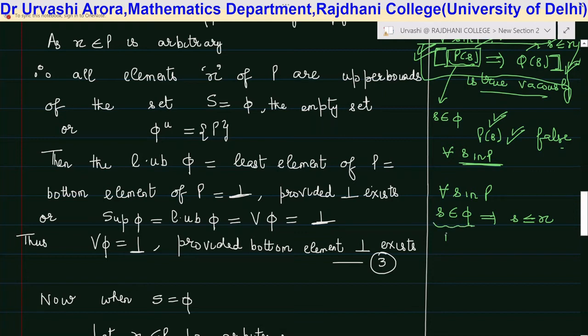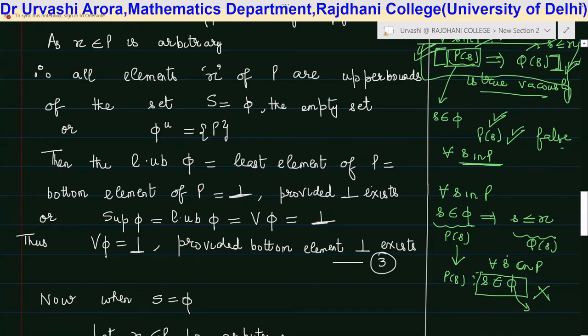Now this is your P(s) and this is your Q(s), and I'm saying that this statement is true vacuously because P(s) is the statement that s belongs to phi. So for whatever s you choose in the PO set P, the statement s belonging to phi can never hold. This can never be true because phi is an empty set. An empty set cannot have any element.